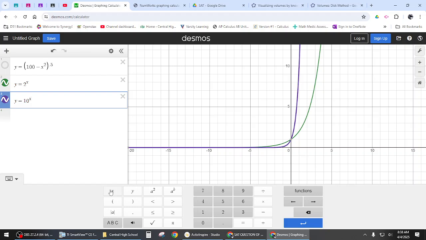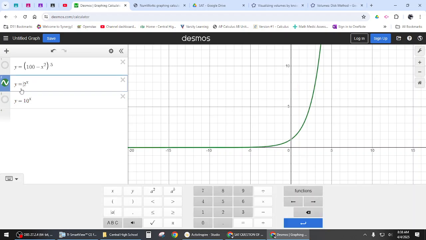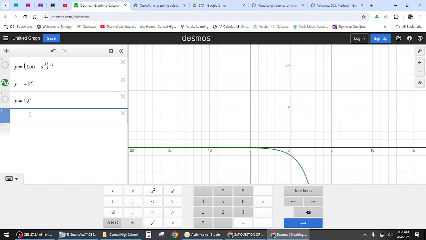So to make it go down, would you do negative 2 to the x? Okay, let's take this one, and he's asking how do we make it flip the other way? Yep. Now here's something that you have to distinguish. That one is decreasing, but how would you describe the decrease? Exponential decay.